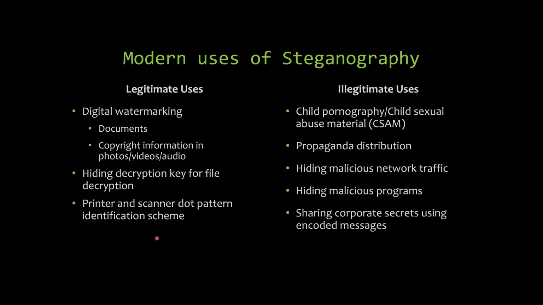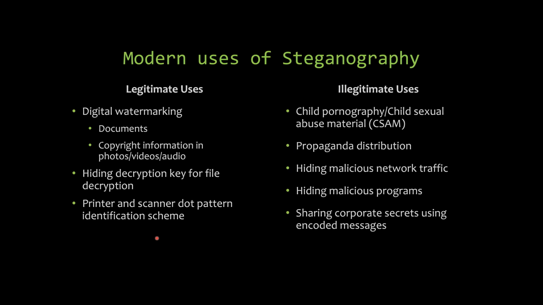And then finally, printer and scanner dot pattern identification. This is one that is actually pretty common, and one that sort of gets people in trouble sometimes, where an invisible to the human eye dot pattern is printed on paper that is able to identify what printer printed a document. And so you can look at this invisible dot pattern and be able to tie what was printed on this physical piece of paper back to an individual printer at a specific location. So those are some legitimate uses for the concept of data hiding and embedding data.